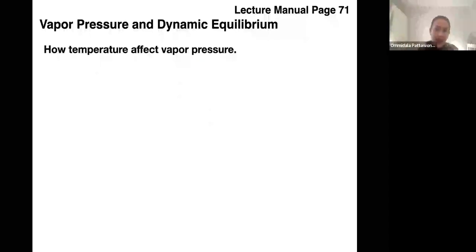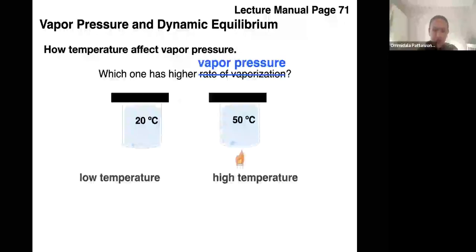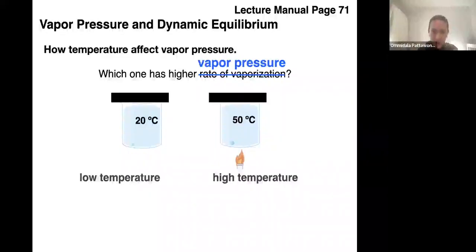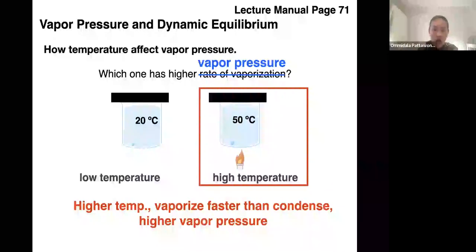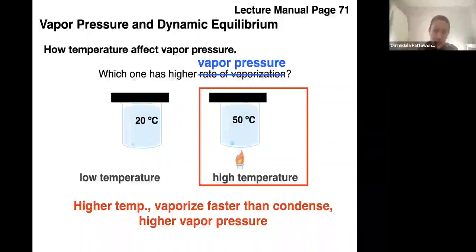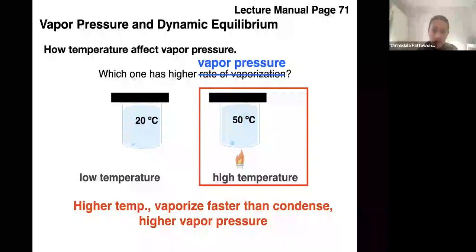Next, we're going to take a look at how temperature affects vapor pressure. If you compare two different temperatures, you are going to observe that at high temperature, the water would be able to vaporize faster than it is able to condense. Therefore, it's going to generate more vapor above the liquid, causing the vapor pressure to increase. So we can conclude that at high temperature, vapor pressure would be higher than at low temperature.